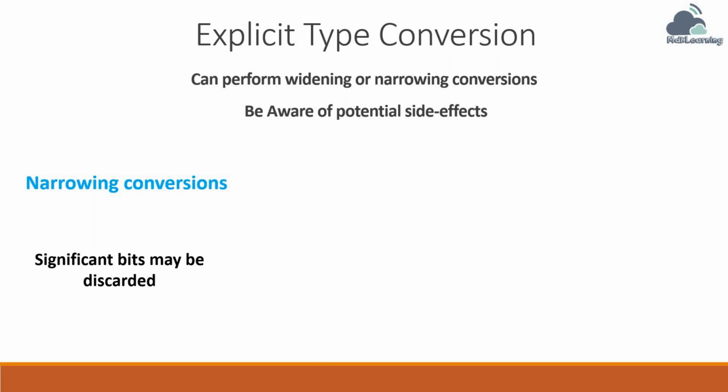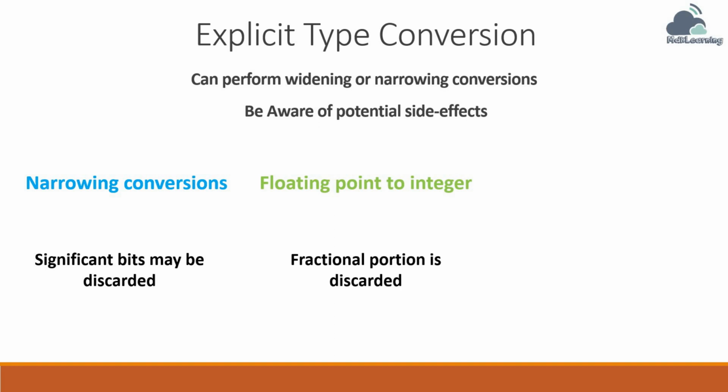Now the next one we want to be aware of is casting a floating point to an integer. Remember that floating point values can have a fractional portion. Integers can't. So when you make this conversion, any fractional portion is simply discarded.